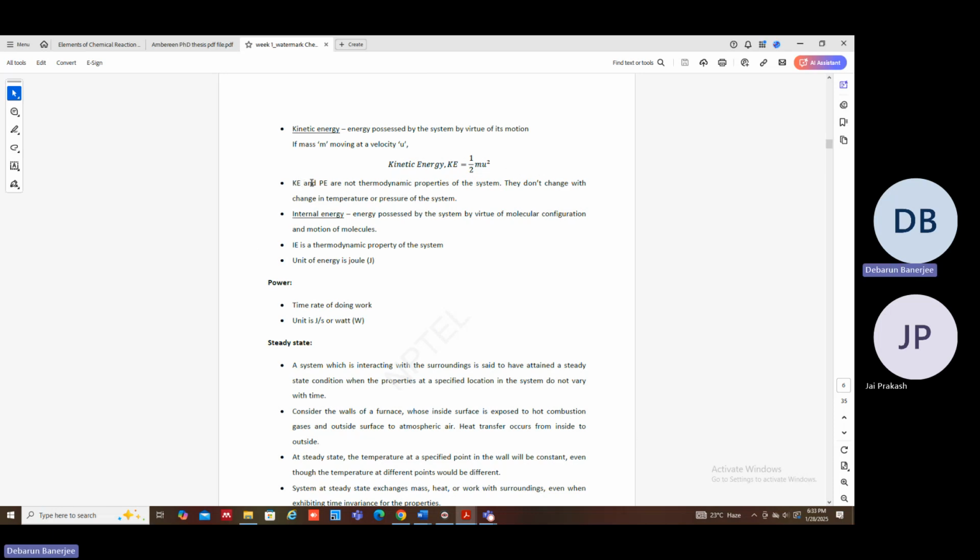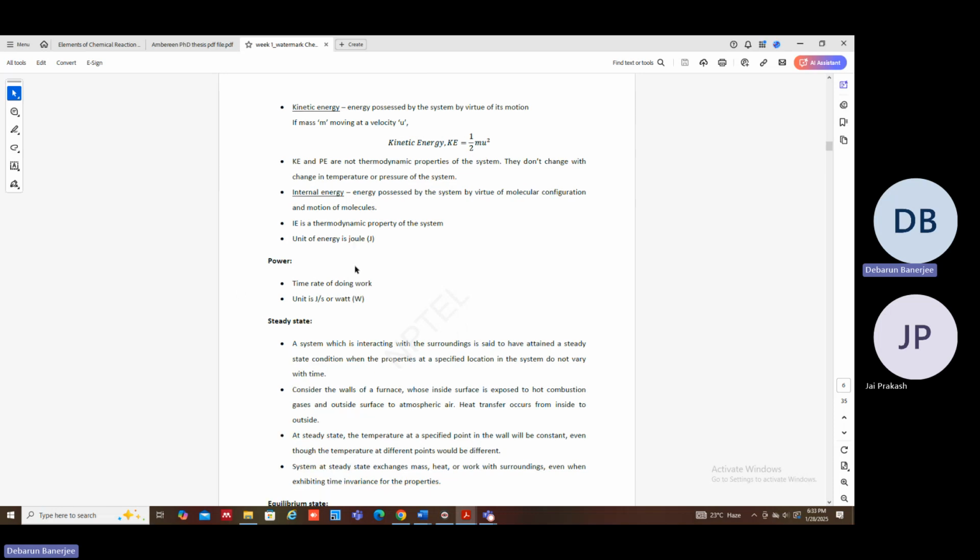But if you see the kinetic energy and potential energy, these are not thermodynamic properties of the system because they don't change with the change in temperature or pressure of the system. But internal energy, which is the energy possessed by the system by virtue of the molecular configuration and motion of molecules, is a thermodynamic property of the system. So it is a function of temperature and pressure.